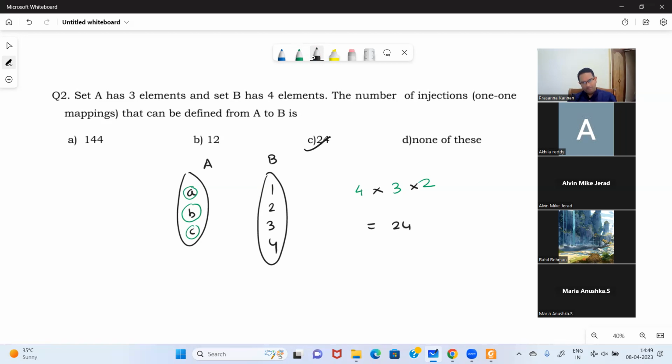24. Or in general, if the number of elements in the domain is 3 and the number of elements in the codomain is 4, then the answer is going to be 4P3, which as a formula is n of B, the number of elements in the codomain, permutation, the number of elements in the domain. You may note it down. This will give you the number of one-to-one functions.